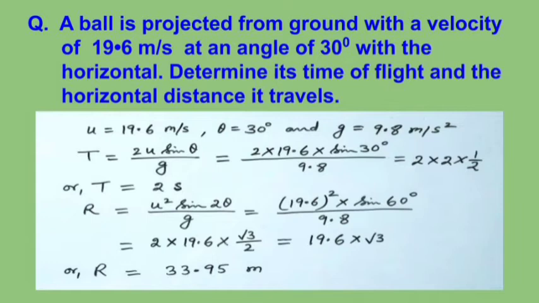Time of flight T = 2u sin theta by g. Substituting the values of u, theta and g and solving it, we get T = 2 seconds. The horizontal range R = u square sin 2 theta by g. Again, after substitution and simplification, we get R = 19.6 into root 3, which is equal to 33.95 meter.